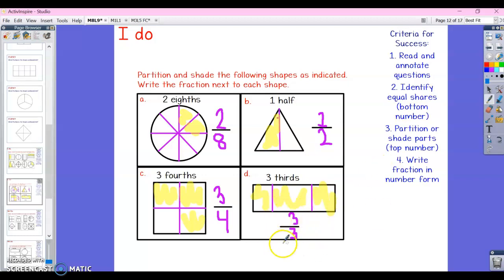Now there's a way I can simplify this fraction. How could I simplify this fraction into one number? Think to yourselves for a second. I know 3/3 is equal to 1 whole. So 3/3 is equal to 1 because I've shaded the whole thing. So 3/3 is equal to 1.